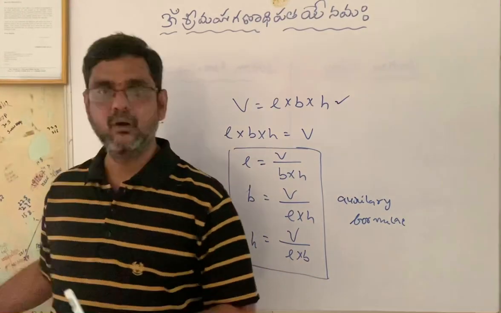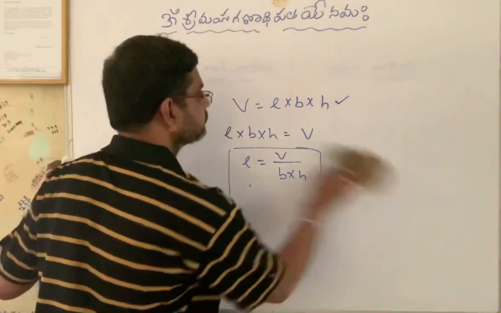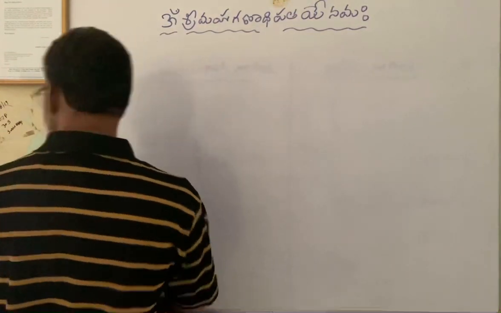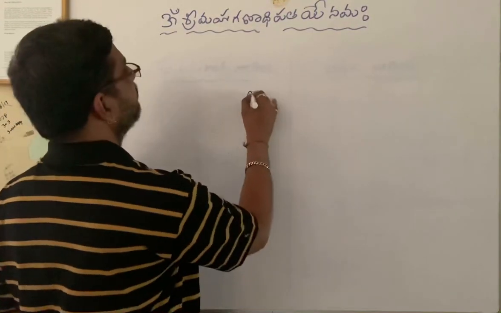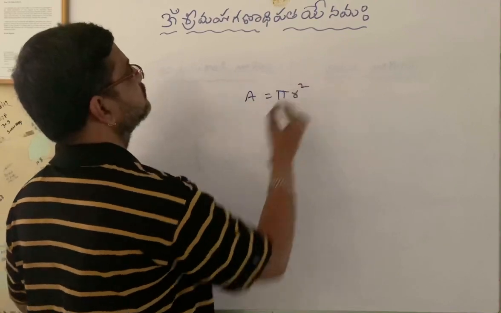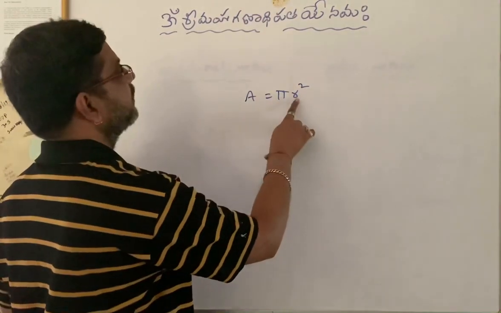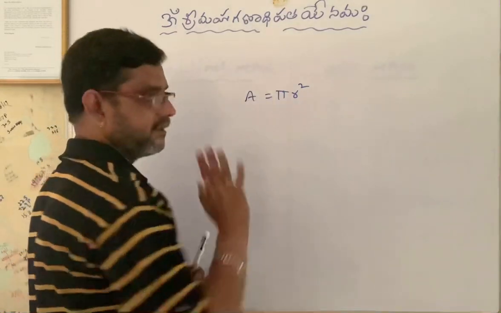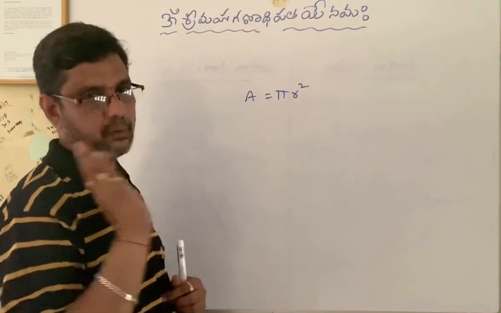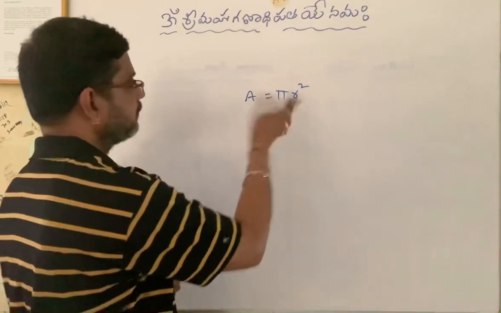Let us consider one more formula. We know the area of circle is pi r square. How many variables are in this? One is A, the other one is R. Pi is not a variable. Pi is a constant, it is a number. It is not a variable. So 2 variables are there.